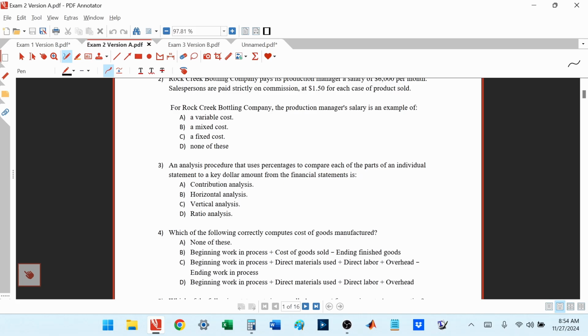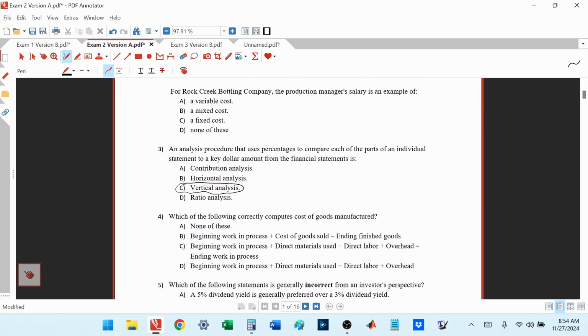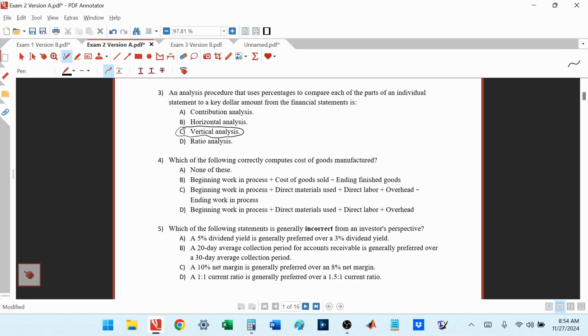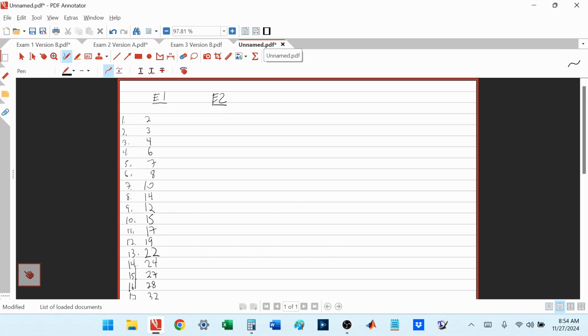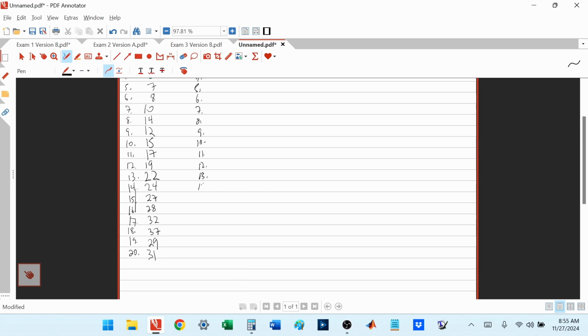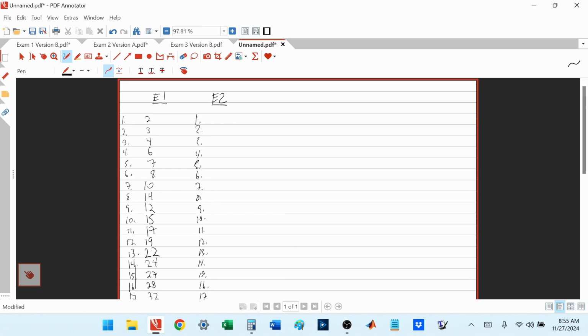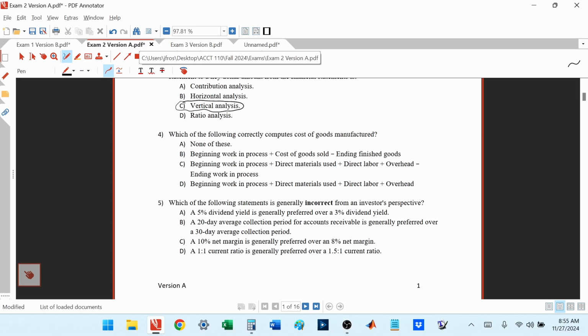Let's do number 3. When we use percentages to compare each of the parts of an individual statement to a key dollar amount from the financial statements, that's called vertical analysis. Right? For example, we divide the balance of all the accounts on the balance sheet by the total assets. So let's make our list here. So 1, 2, 3. So we did question 3.